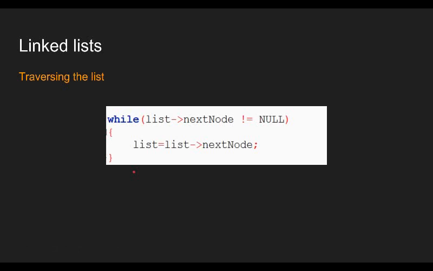And to traverse the list, we keep assigning list equal list.next until list.next is equal to null. At this moment, we have reached the last node of the list.